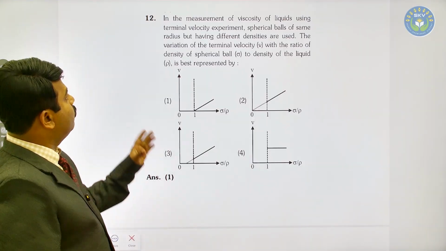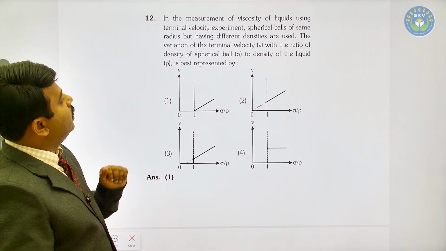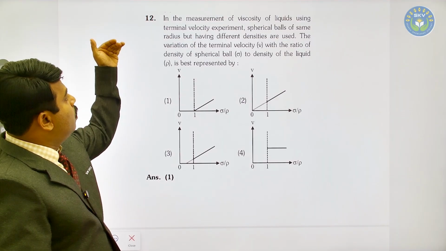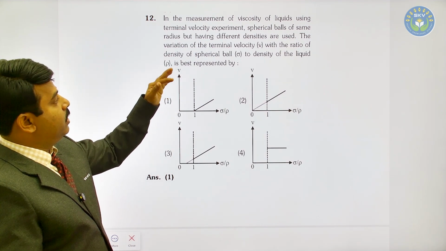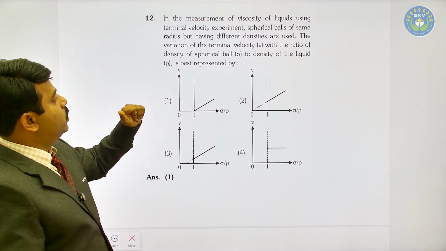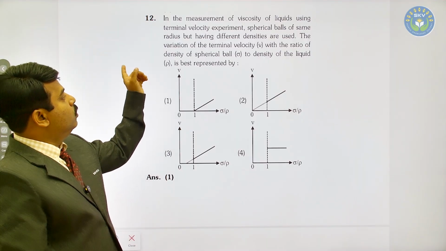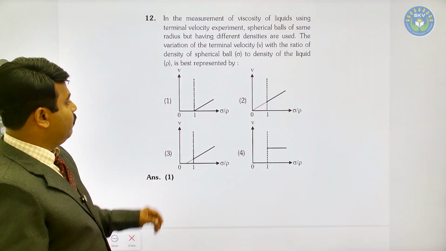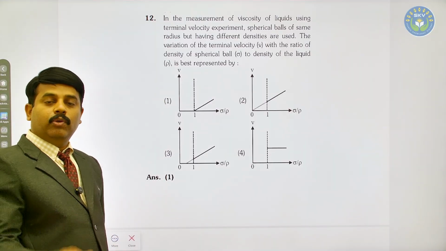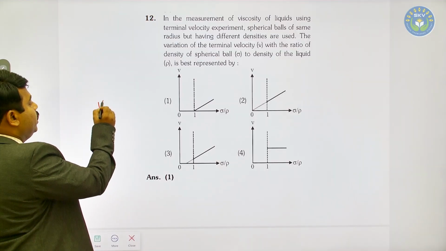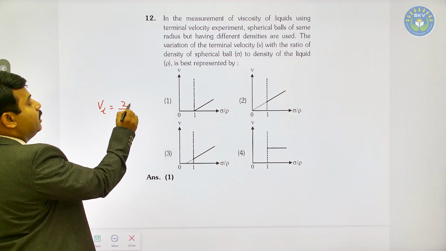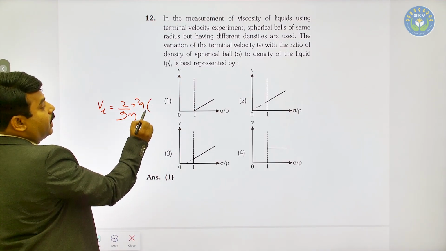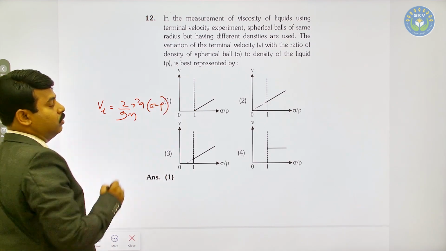Now question number 12 is, in the measurement of viscosity of a liquid by the terminal velocity experiment, spherical balls of the same radius having different densities are used. The variation of terminal velocity with the ratio of spherical ball density and density of the liquid is given by. What is the terminal velocity equation we studied? That is V of t is equal to 2 by 9 R square g divided by eta into sigma minus rho.